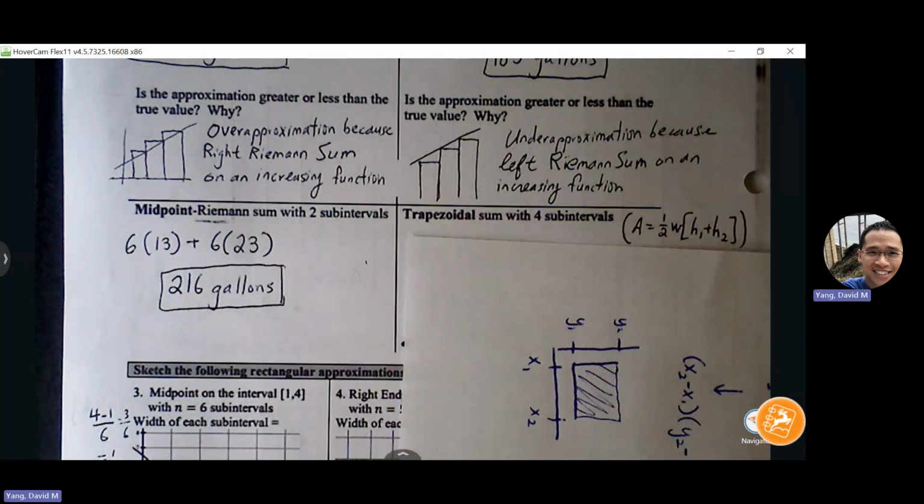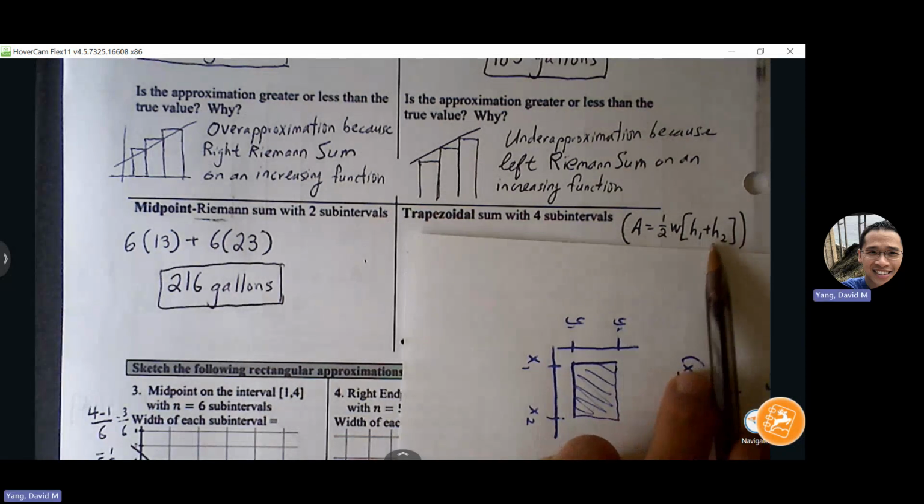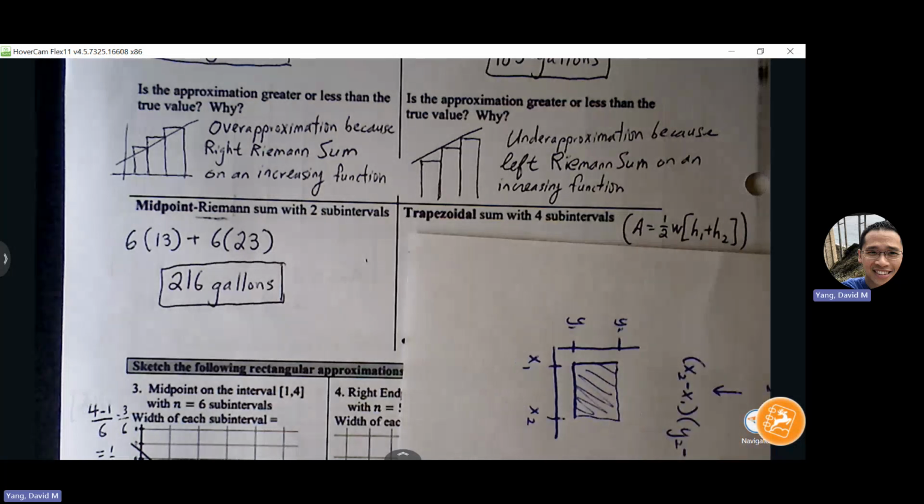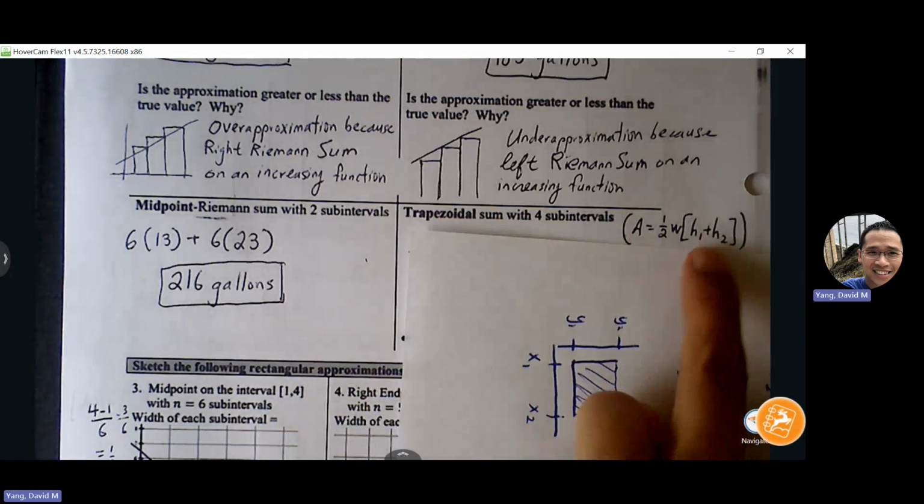Now moving on to trapezoids. Trapezoid sum with 4 subintervals. So we're going to go back to the 4 subintervals that we did for left and right Riemann sum, right? Every width is 3. And every trapezoid only has 2 heights associated with it. Sometimes I see students where a trapezoid subinterval spans across more than 2 ordered pairs and they want to add up all the heights. Only 2 heights associated with each trapezoid.